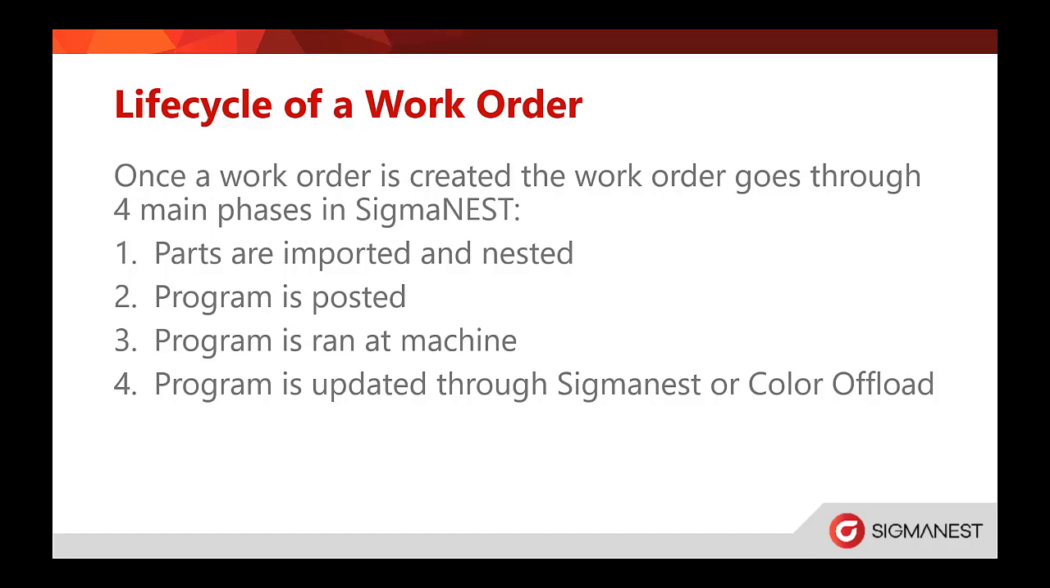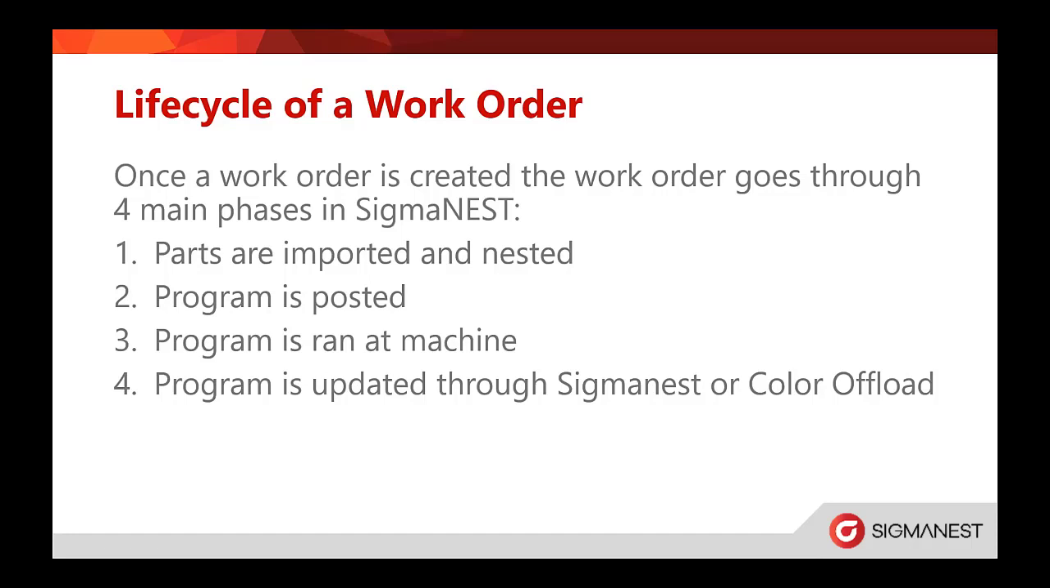The SigmaNEST program update or color offload program update are basically just signifying that the program has been run and that those parts have been completed. This is also, during this step, where you would designate if any parts came out incorrectly. So if it had a bad cut quality or anything like that, then we could reject that part and then add an extra part back to the work order, stating that the work order is still not done.